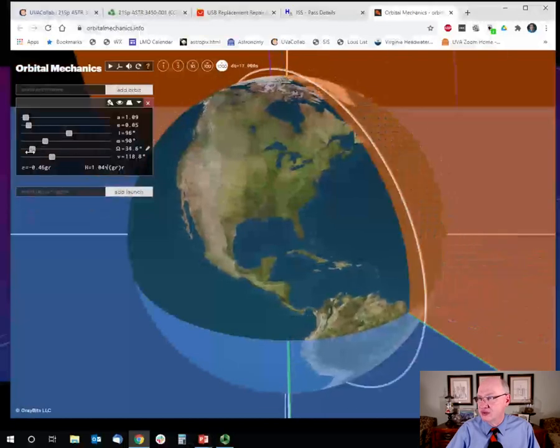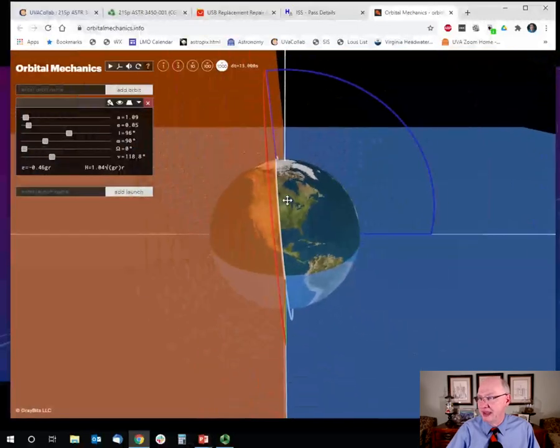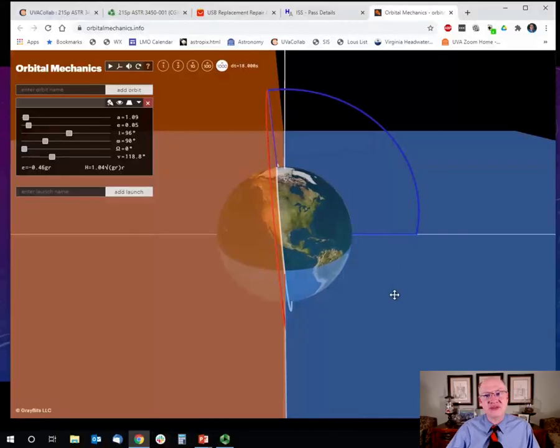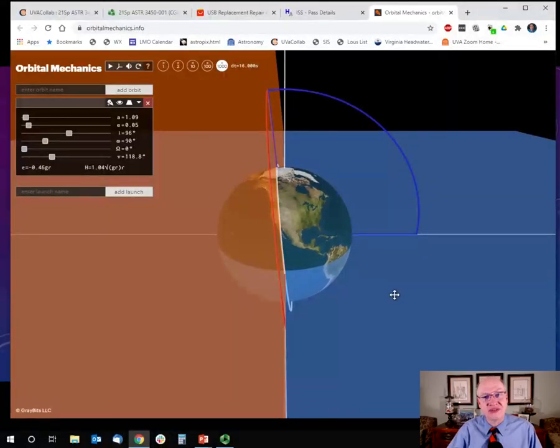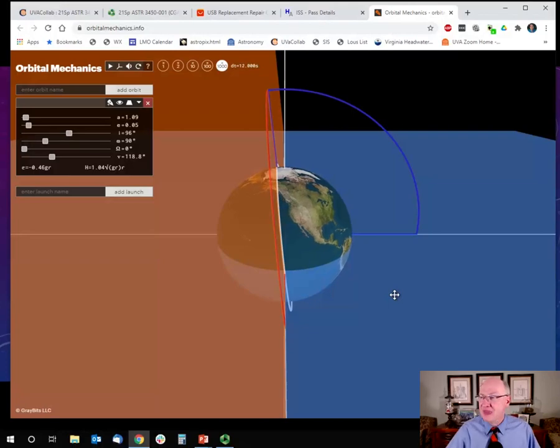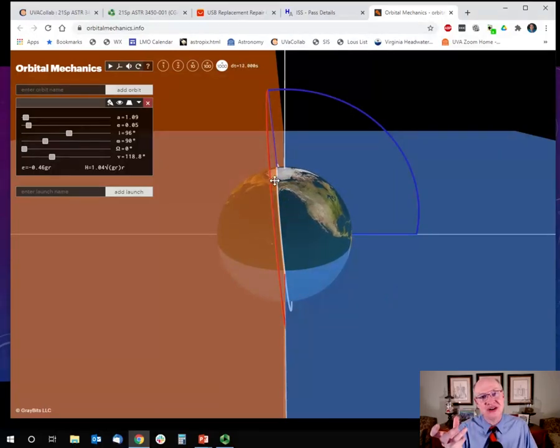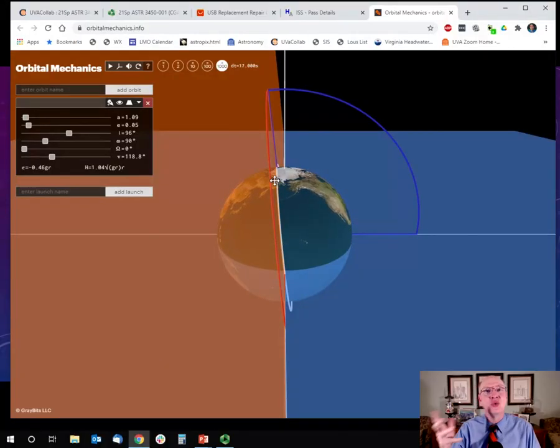Let's rotate this around so we can see it a little bit better and zoom out a bit. So that is the orbit of the USA 245, the KH-11 reconnaissance satellite as it orbits around the Earth. And you can see why it's in a polar orbit, because as the Earth turns underneath it, that means every point on the surface of the Earth passes under the orbit of this satellite twice a day.